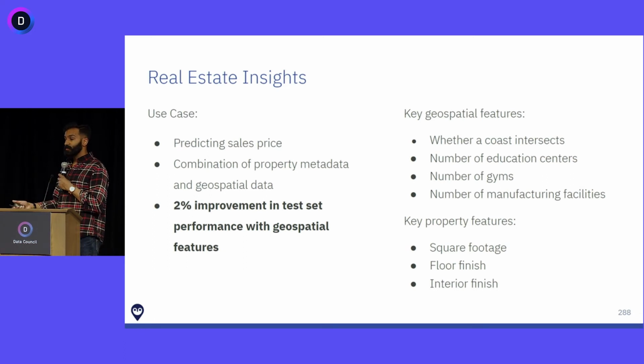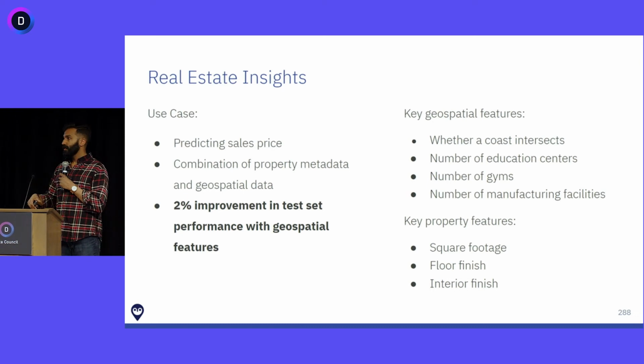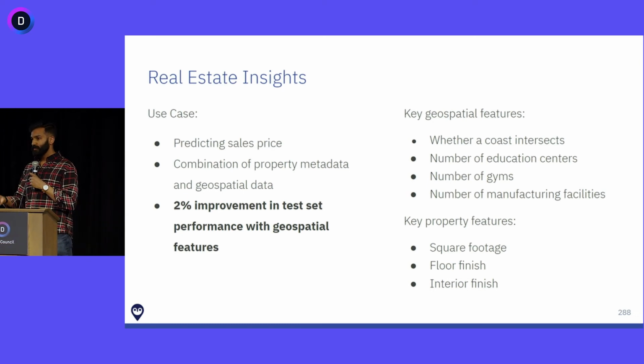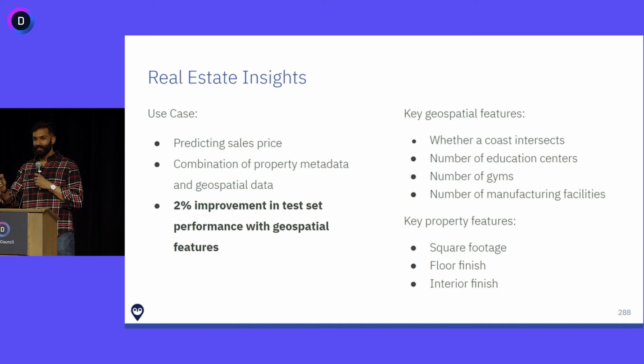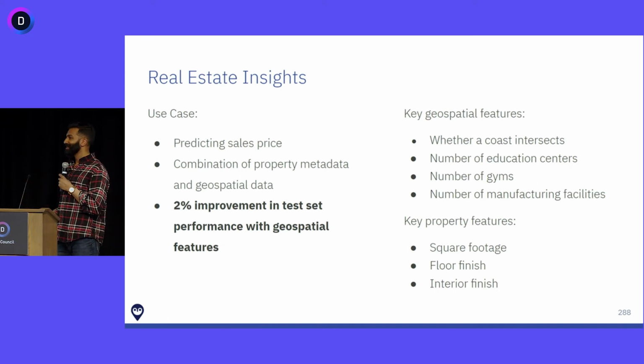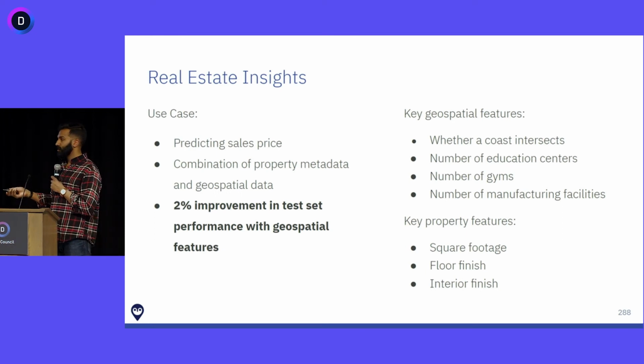The key geospatial features that showed up in our analysis were things like whether a coast intersects with a 10-minute isochrone around a property, the number of education centers, the number of gyms, and then a negative impact, which was the number of manufacturing facilities within that 10-minute radius, which makes sense. And the key property features, again, this makes sense intuitively: square footage, the floor finish, and the interior finish. So this is insight into the key features in this particular task.